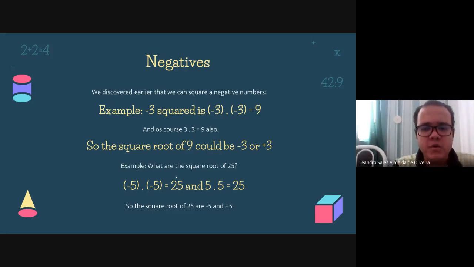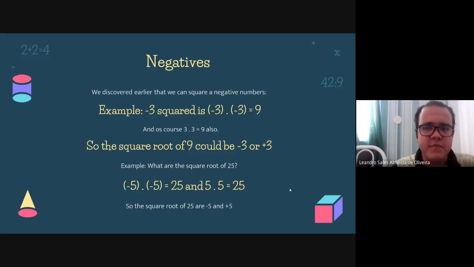Example, what are the square roots of 25? We can see that -5 times -5 equals 25, and also 5 times 5 equals 25. So the square roots of 25 are -5 and +5. Okay?